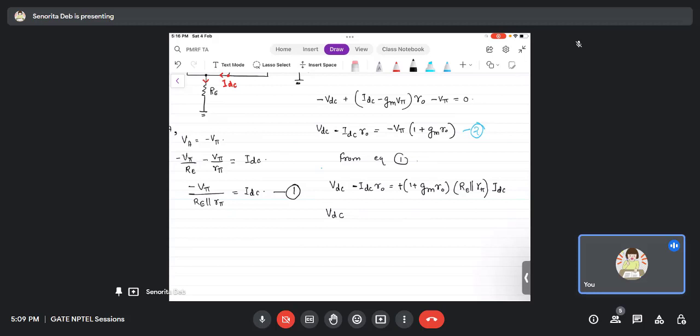Okay. So now VDC equals IDC, if I take common, R naught plus 1 plus gm R naught into RE parallel R pi. And this is my Rout.